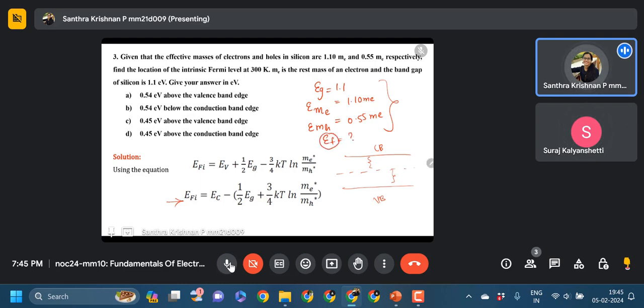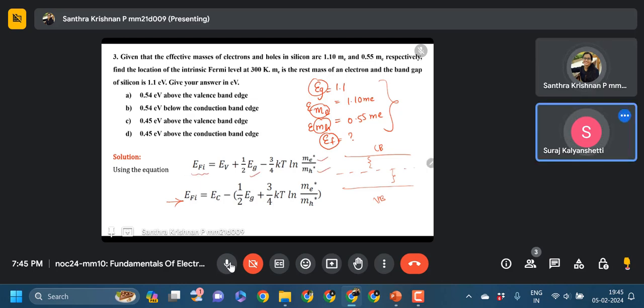What connects the Fermi level, Eg, Me and Mh? If the equation is given to you, the equation that has all these four terms is the one you have to use. First, write down what is given in the question and identify what we have to find out. Here we have Me, Mh, Eg and Ef.